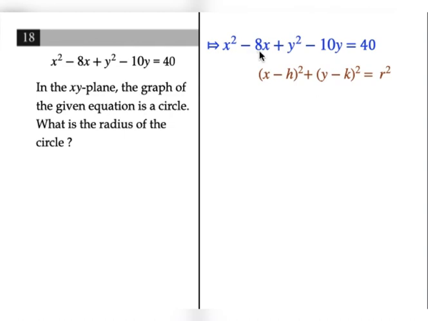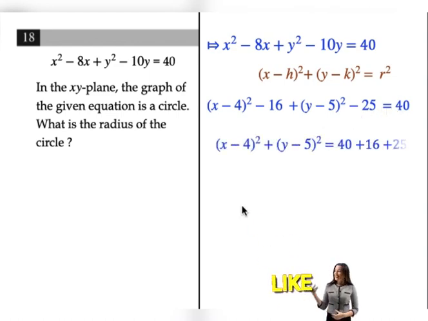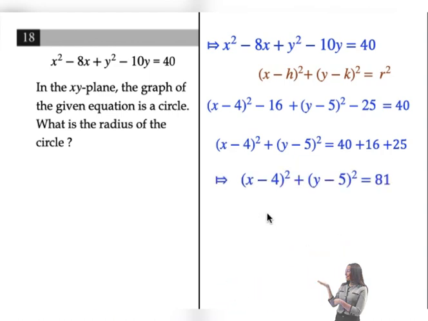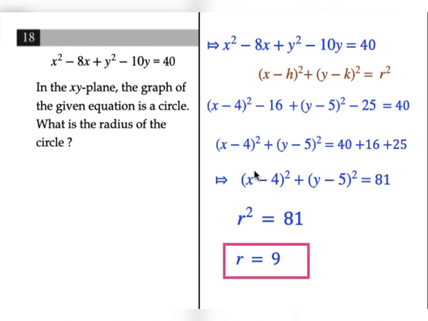That is x minus 4 all squared minus 16 plus y minus 5 all squared minus 25. Alright, if we collect the like terms together, we have that x minus 4 all squared plus y minus 5 all squared is equal to 40 plus 16 plus 25, which is equal to 81. Therefore, the equation now is x minus 4 all squared plus y minus 5 all squared is equal to 81. 81 is equal to r squared, and if 81 is equal to r squared, then our r is equal to 9, which is the radius of the given circle.